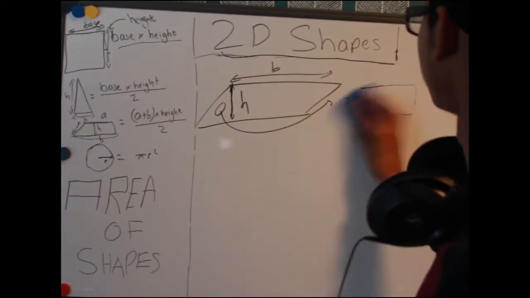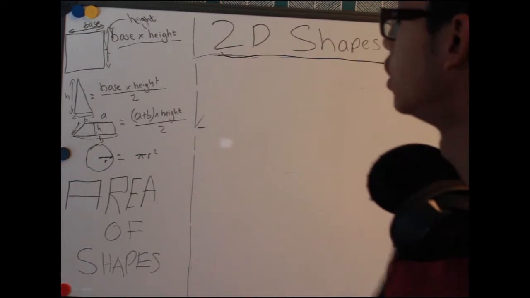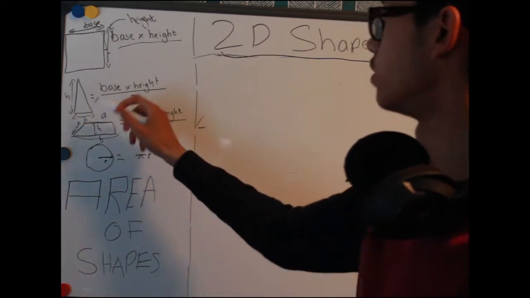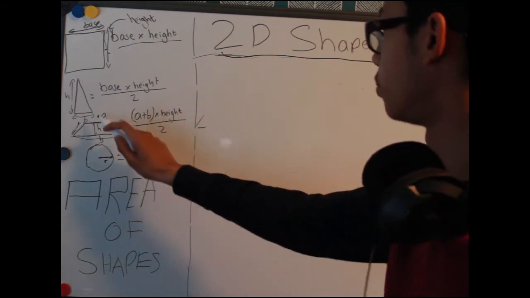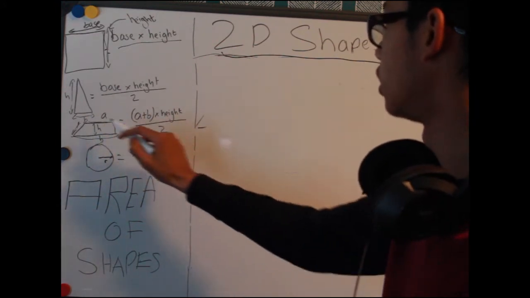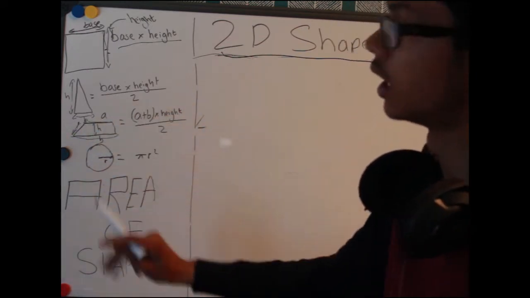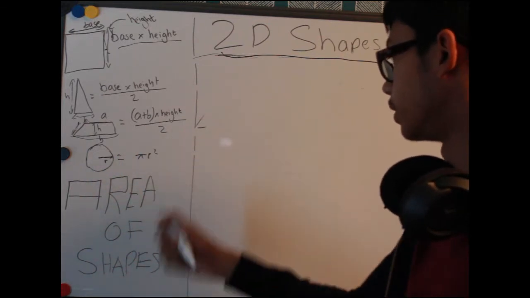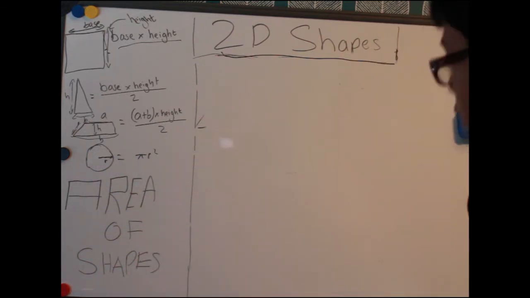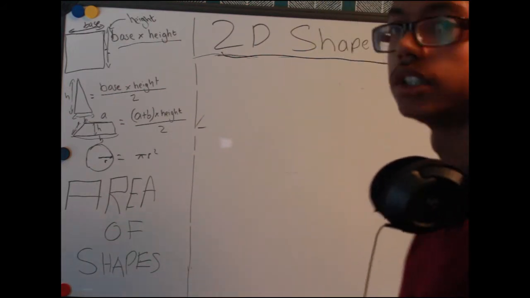Now, other formulas we need to consider are also the triangle, base times height divided by 2, a trapezium, A plus B times the perpendicular height divided by 2. We're not talking about the slanted height, we're talking about a perpendicular height, a straight height. And then obviously circle, pi r squared. Now, let's start off with a basic question that I am going to show you guys how to do.